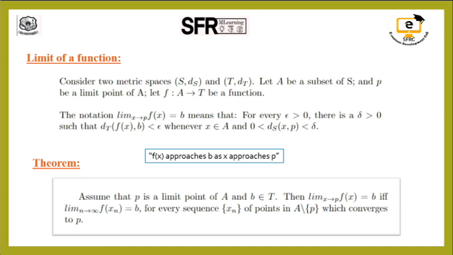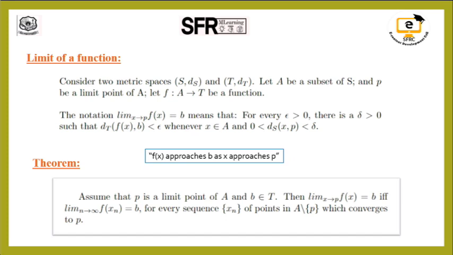Now, the notation limit as x tends to P of f of x equal to b means that for a given epsilon greater than 0, we have to find a delta greater than 0 such that if we have a point x in A satisfying the condition that the distance between the point x and our point P is less than delta and greater than 0. Greater than 0 means the distance between x and P is greater than 0. That means the points x and P are different, right.